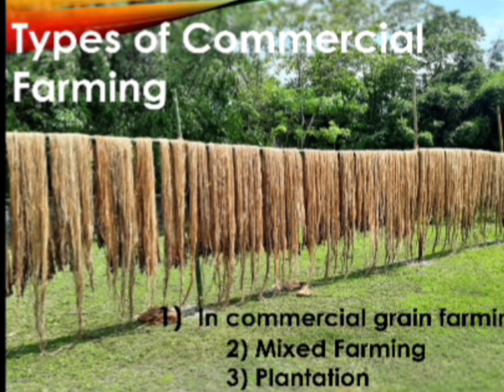But in mixed farming, the land is used for growing food and fodder crops and rearing livestock. This type of farming is practiced in Europe, Eastern USA, Argentina, Southeast Australia, New Zealand, and South Africa.